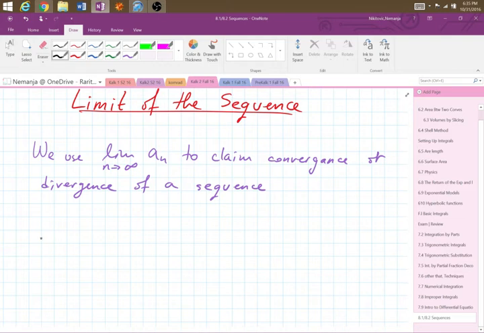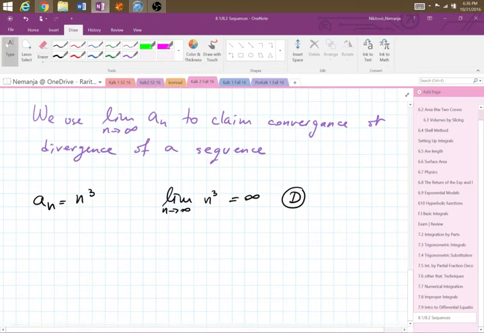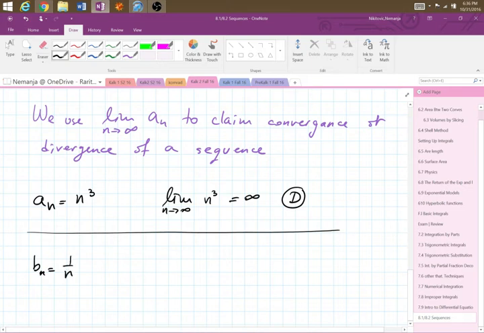Very simple examples. If a_n is equal to n cubed, I can test whether the sequence is convergent or divergent by simply sending n to infinity. We're going to get infinity, which is divergence. Only if the limit goes to a finite value, in that case, we have convergence. I'm going to write an infinite sequence now. And what's the limit as n goes to infinity of 1 over n? 0. So this one converges to 0.